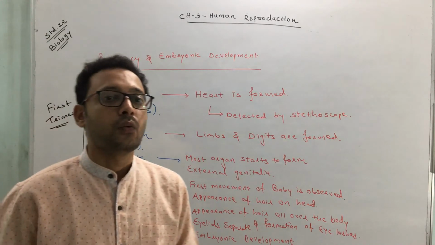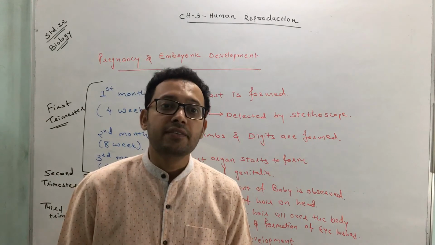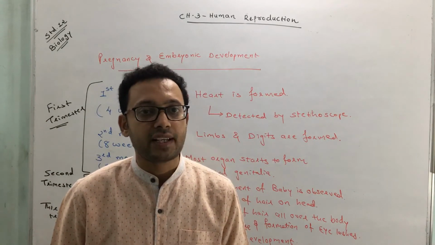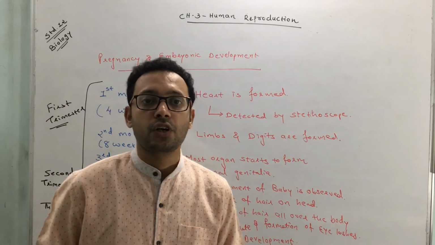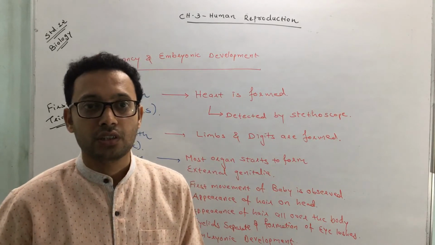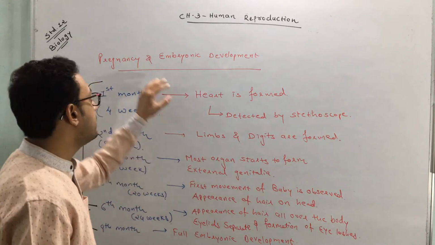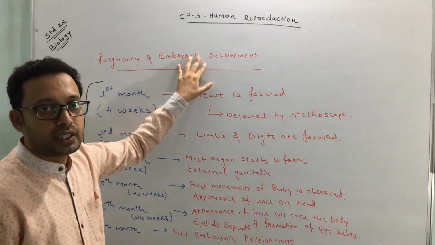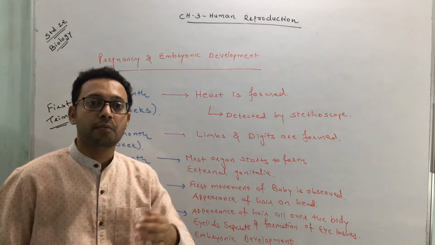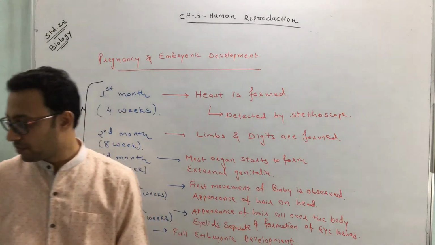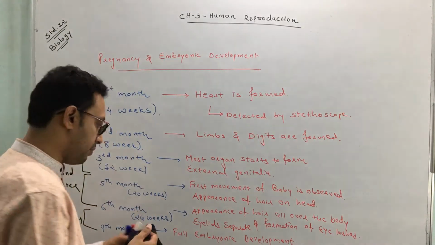What we commonly call the delivery of a baby, or in scientific language, parturition. So how does it take place? Let's understand how it takes place. We have seen the pregnancy and embryonic development, and now we start with the parturition process. Okay, that means the delivery of a baby.